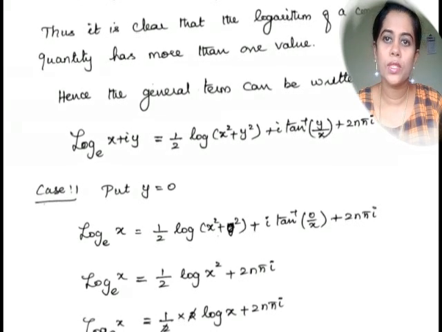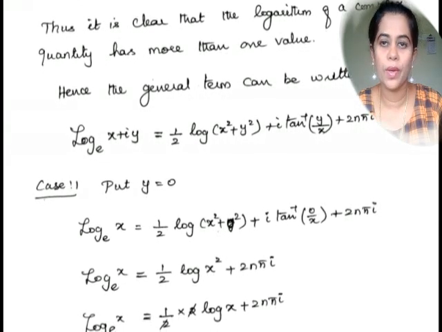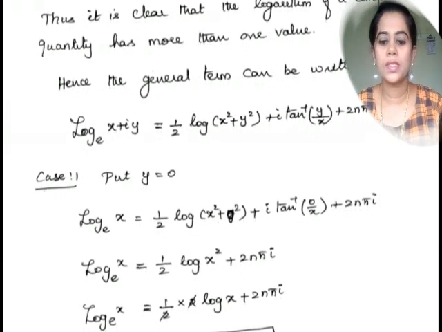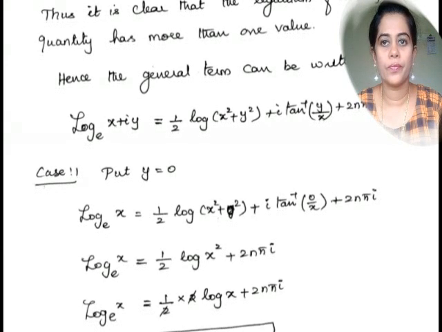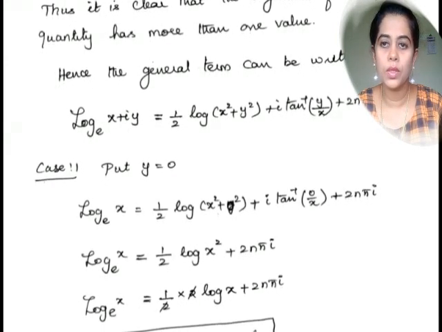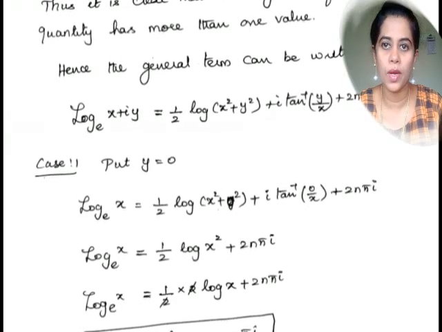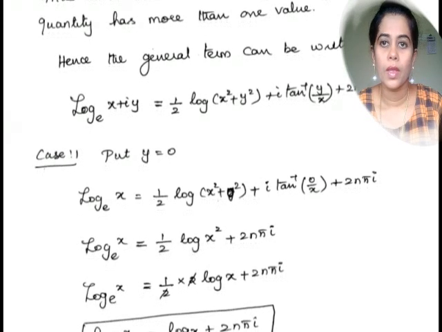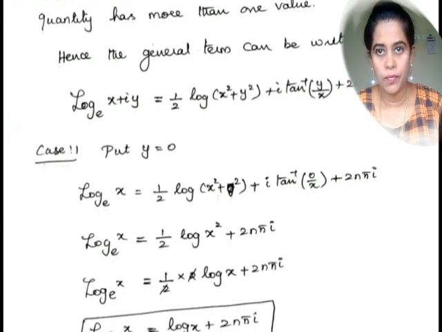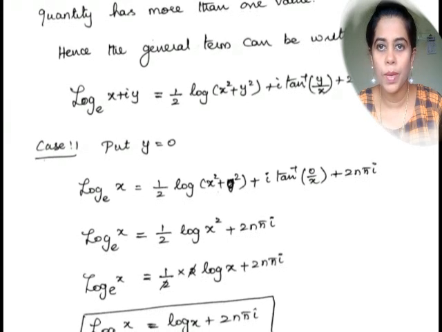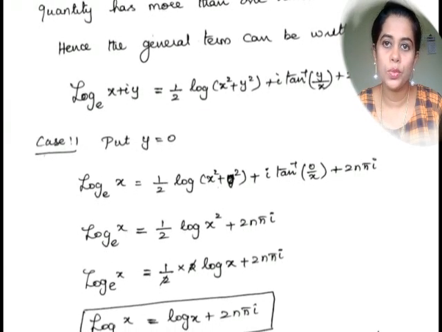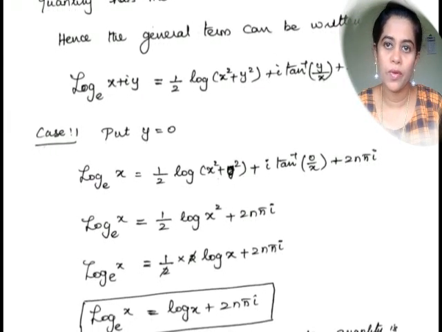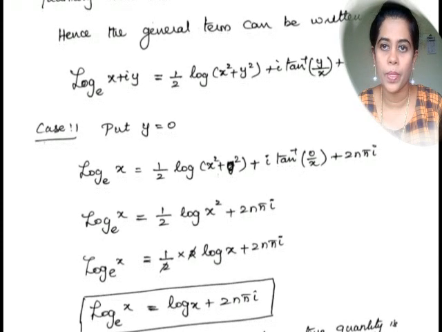Now, let us discuss the possible cases. What will happen when I take y is equal to 0? The imaginary part is 0. Put y is equal to 0 in this. It is log of x to the base e equal to half times log of x square plus i tan inverse of 0 by x plus 2n pi i. And this implies half times log x square plus 2n pi i.